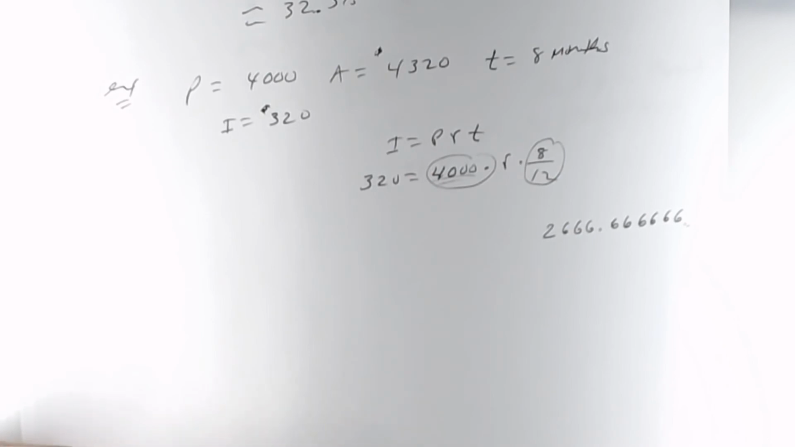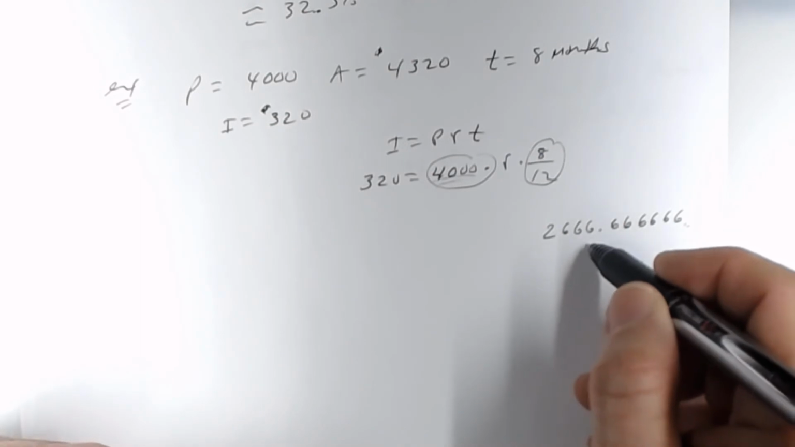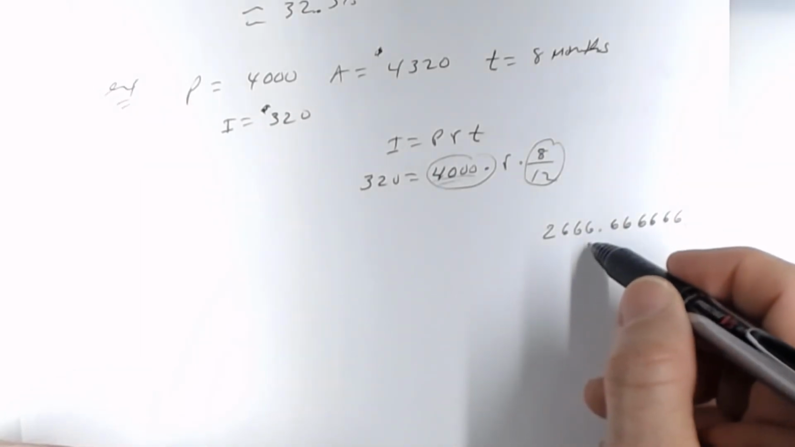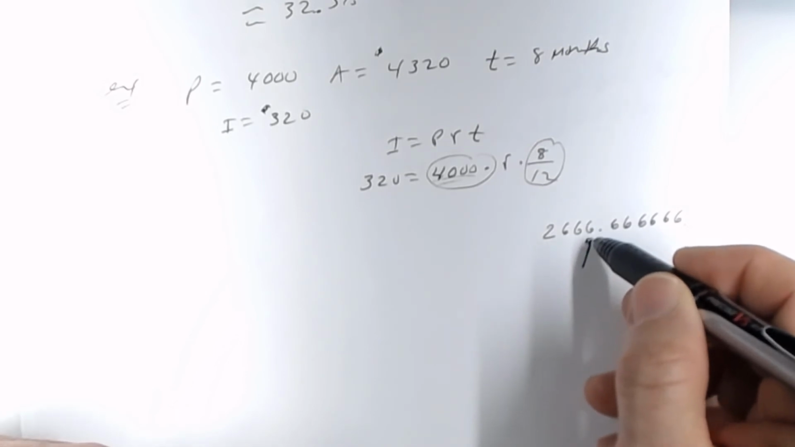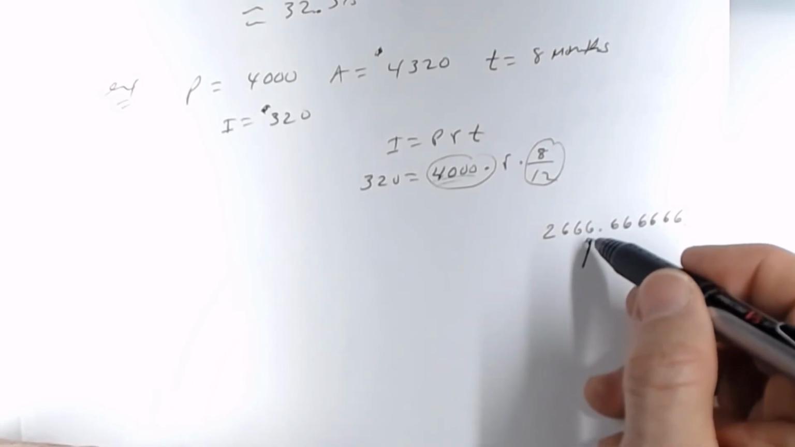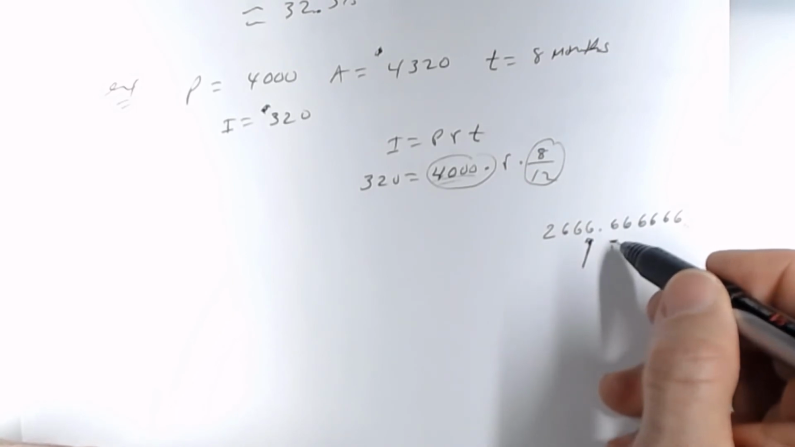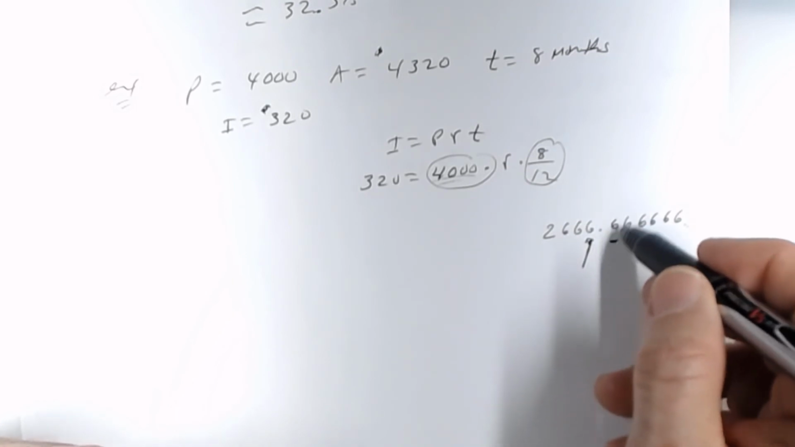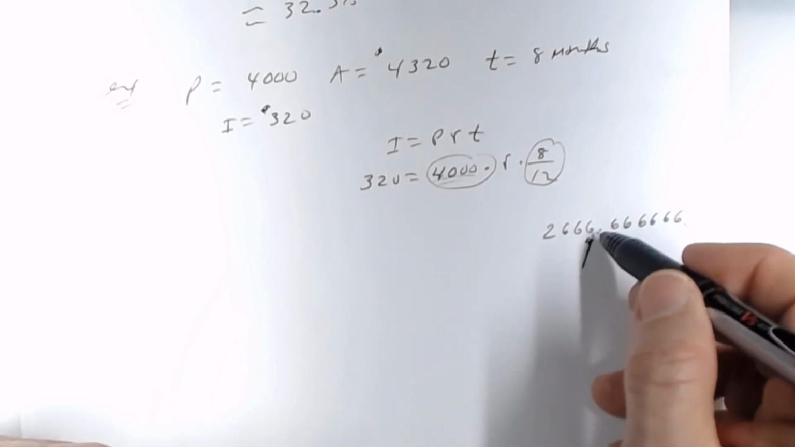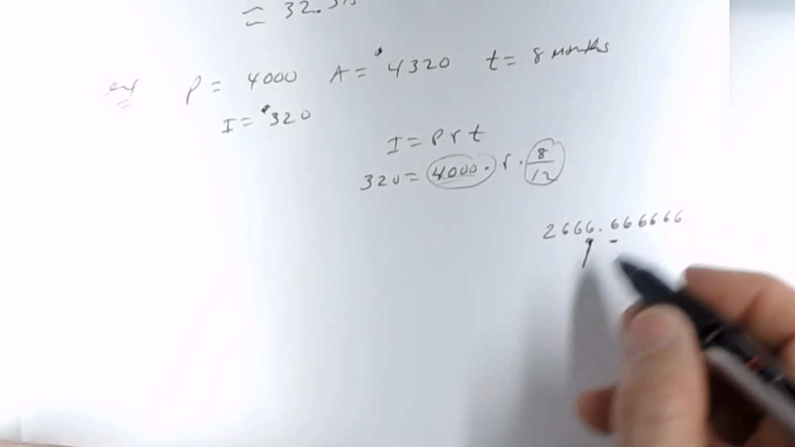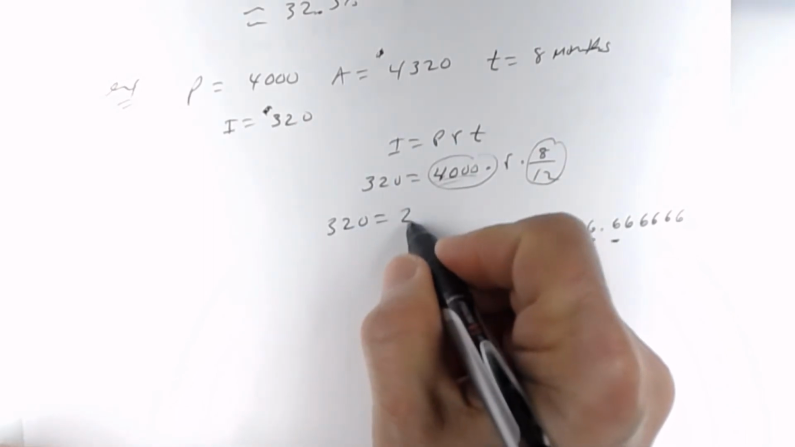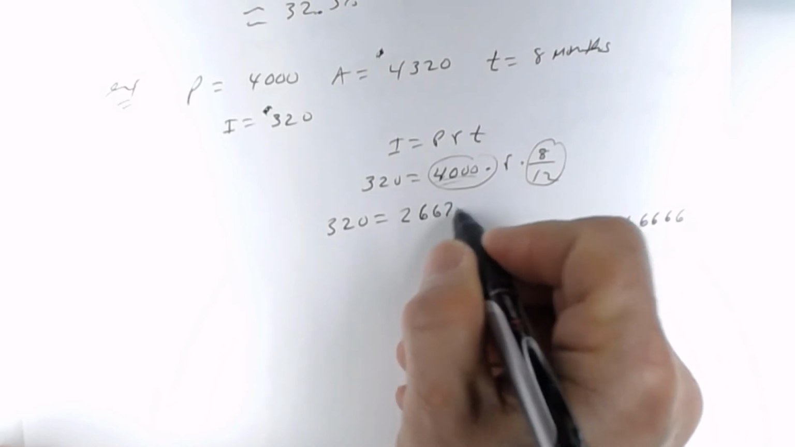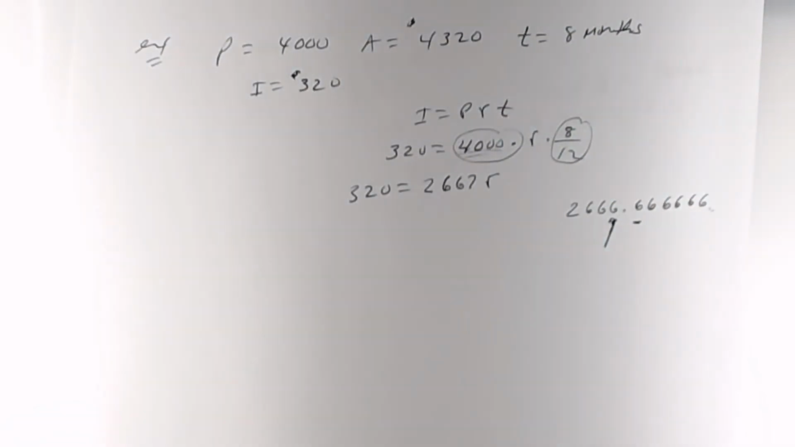And I did tell you, if it doesn't come out to be a nice number, a whole number, then make it a whole number. But if you're going to round this to the nearest whole number, you got to round at the ones place. But you got to look at the digit next to it on the right. Since that's 5 or bigger, the 6 becomes a 7. So this is going to be 320 equals 2,667 R. That's what that becomes.